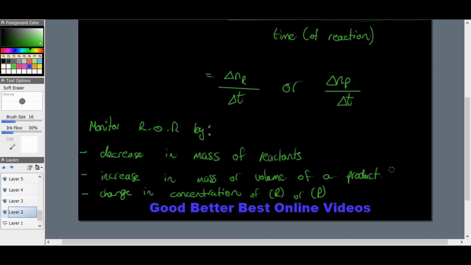Not just by looking at only the amount of something or only the change in the amount of moles, but looking at the change in concentration, the mass or the volume, we could still calculate or come up with a suitable answer for determining the rate or the extent of a reaction.